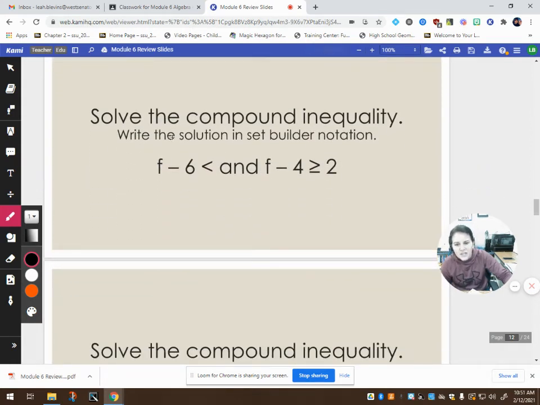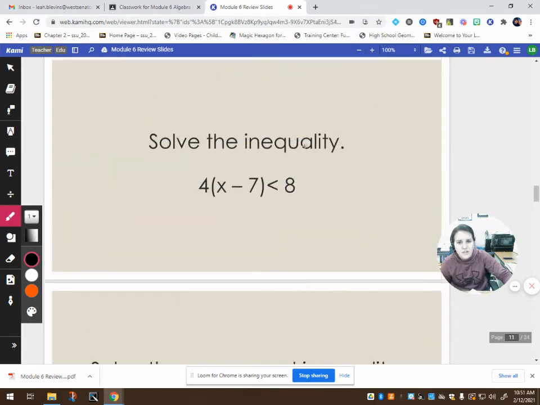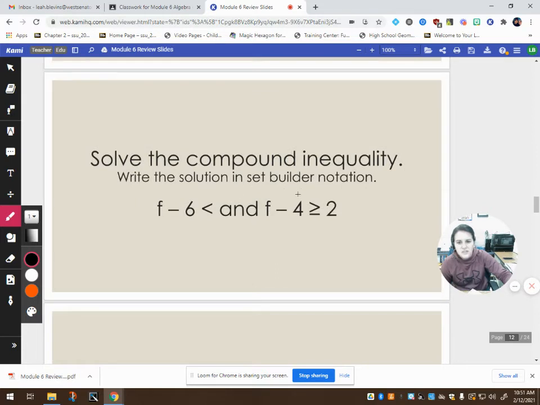Solve the compound inequality and write the solution set in set builder notation. Okay, so we're going to put it in set builder. We've got f minus 6 is less than 2, and f minus 4 is greater than or equal to 2.